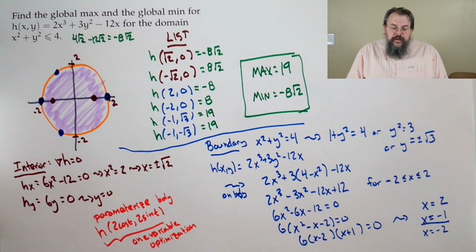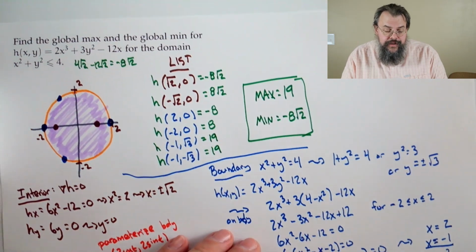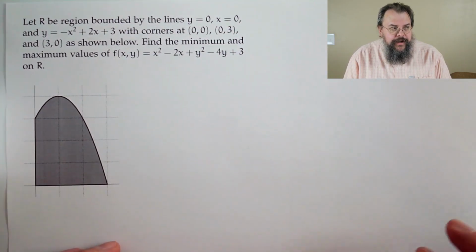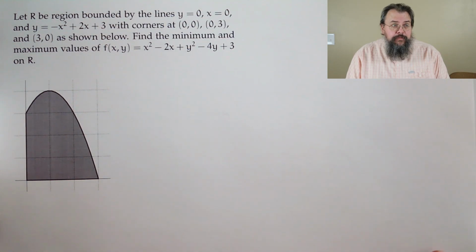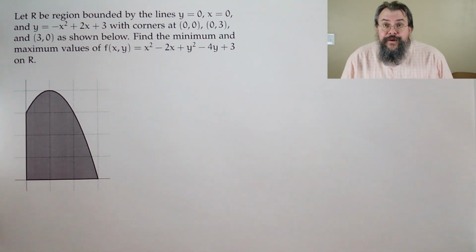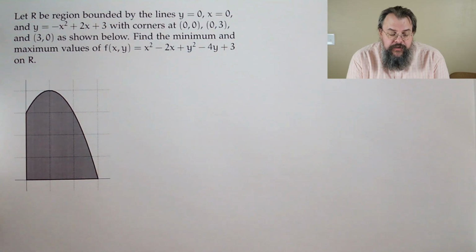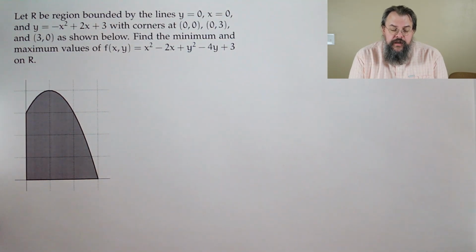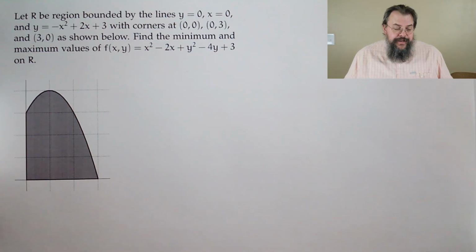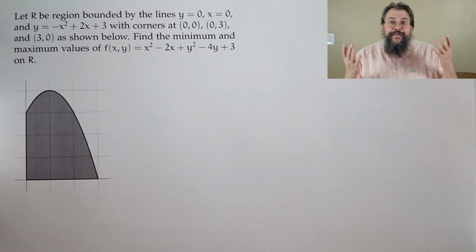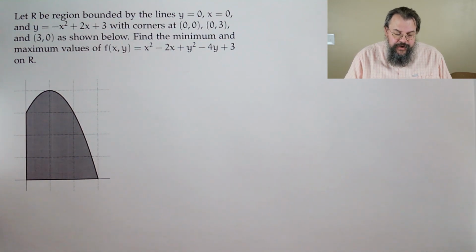Wonderful stuff, really. Well, let's keep going, because I think we have time for one more. It's going to be a little bit similar to one we just did. So our last one, our cool down. Let R be the region bounded by the lines y equals 0, x equals 0, and y equals minus x squared plus 2x plus 3, with corners at 0, 0, 0, 3, and 3, 0, shown below. Wow, they're giving us a lot of stuff. They're drawing us our picture. They're even telling us where our corners are.